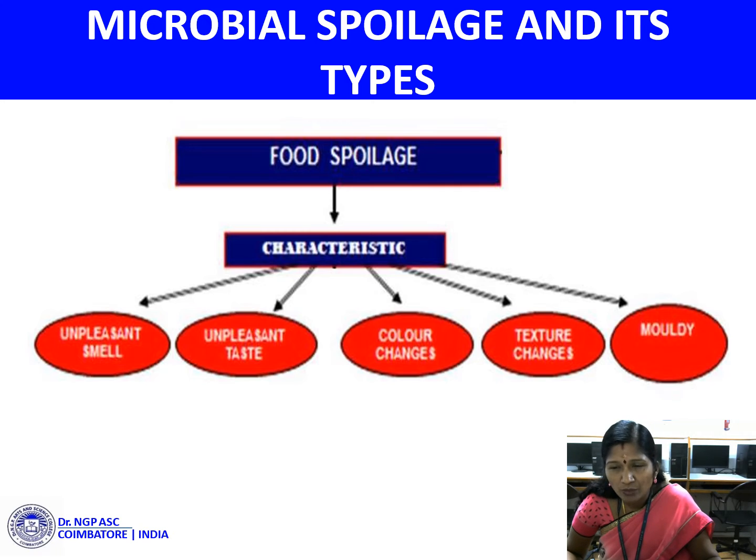And the last one is the moldy growth. These 4 characteristics, unpleasant smell, unpleasant taste, color changes, and texture changes, lead to mold growth. So all these take place as a result of food spoilage, and these are the 5 characteristics of food spoilage.